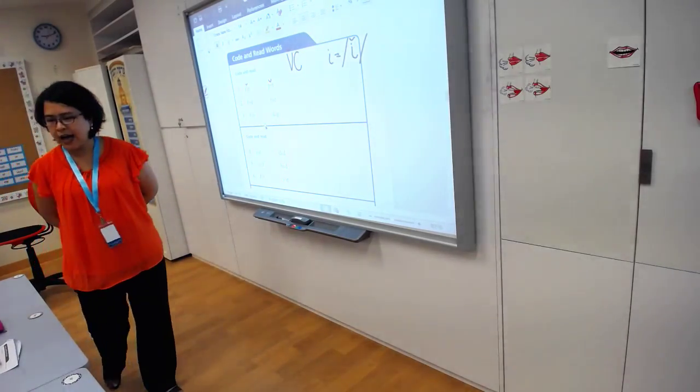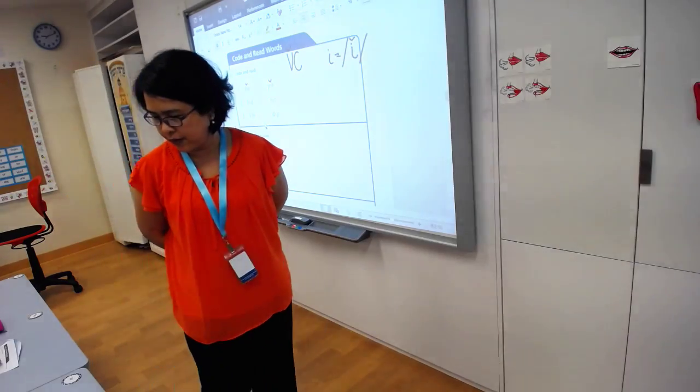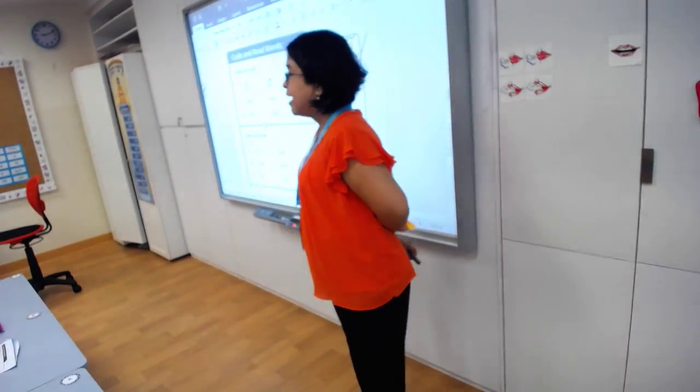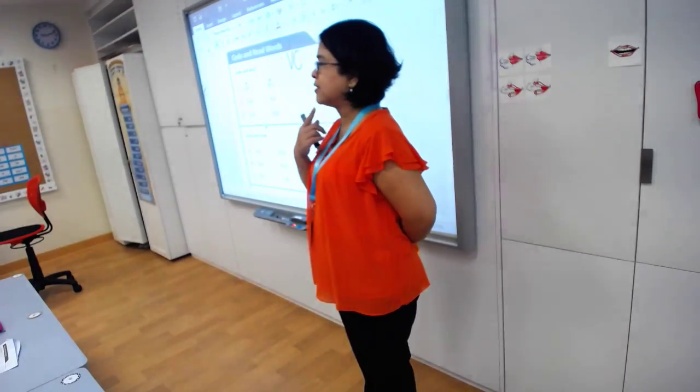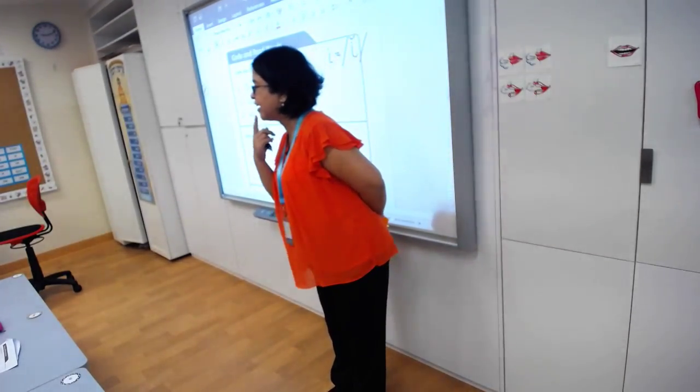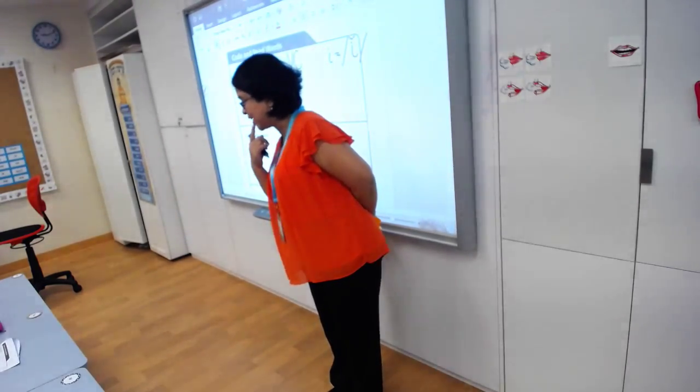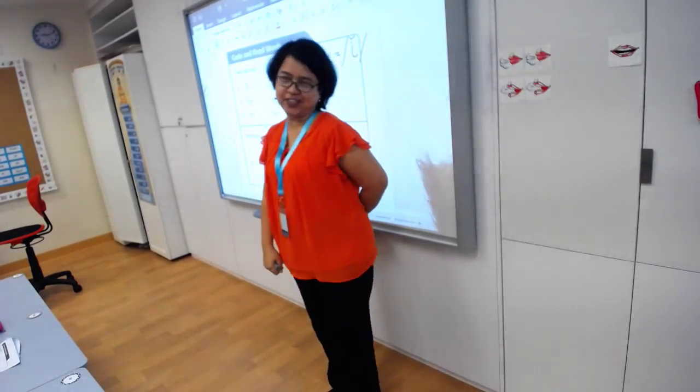Whenever you find a vowel with a consonant after it, you can code it with a breve. Is V a vowel? Let's see. Is it blocked or open? So is it a vowel or a consonant? Consonant. So it's not a vowel.